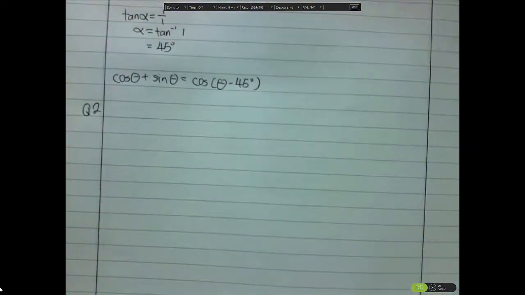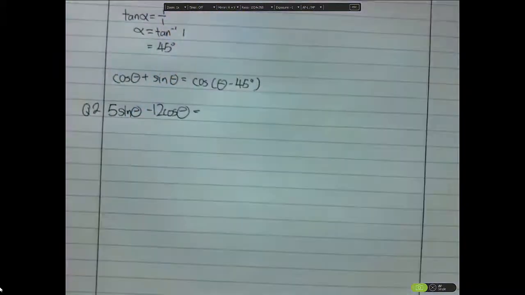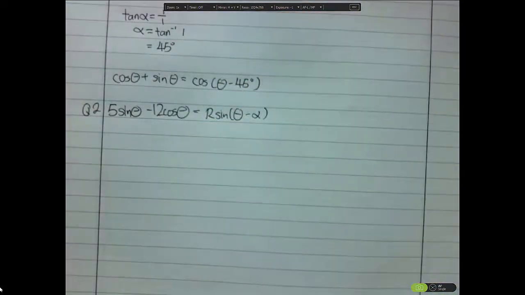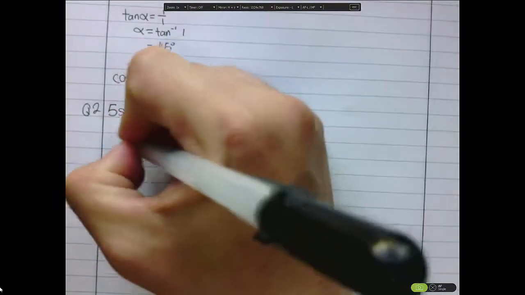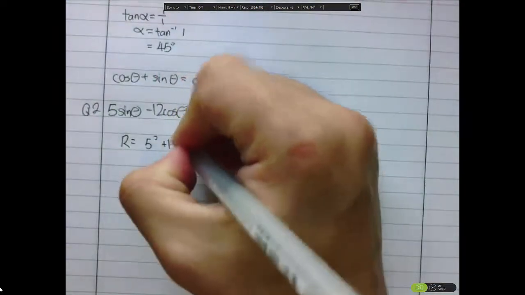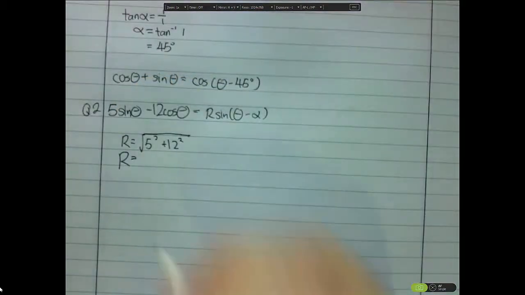Okay, question 2. It states that given that 5 sine theta minus 12 cosine theta equals R sine theta minus alpha. So our mission is just to find R. Simply, R is equal to the square root of a squared, in this case a is 5, plus b squared. My R value is simply equal to the square root of 169, which is 13.